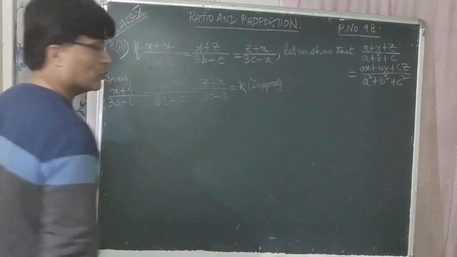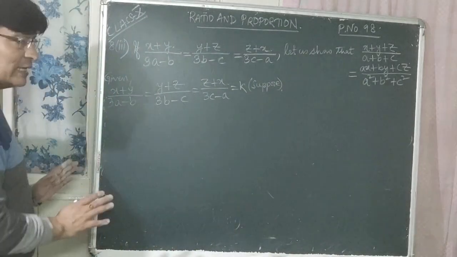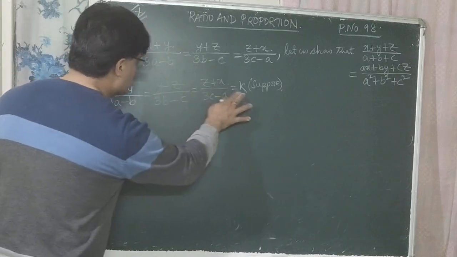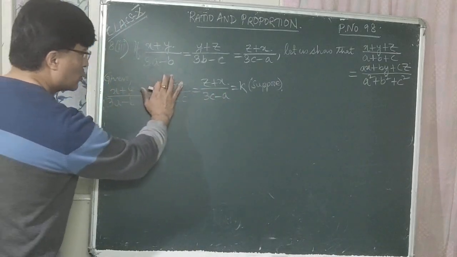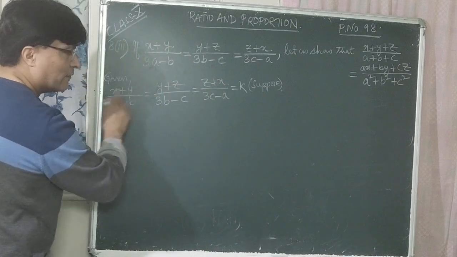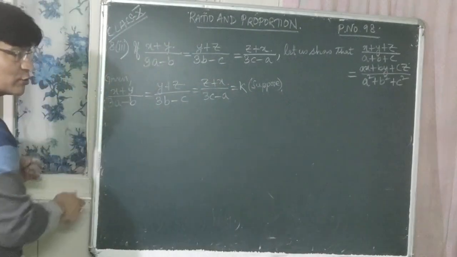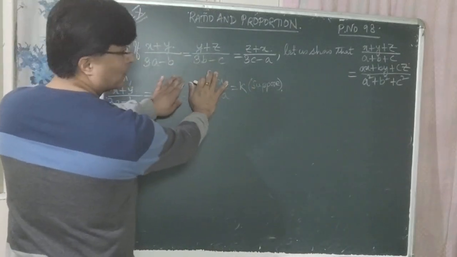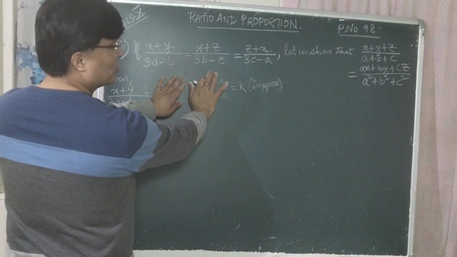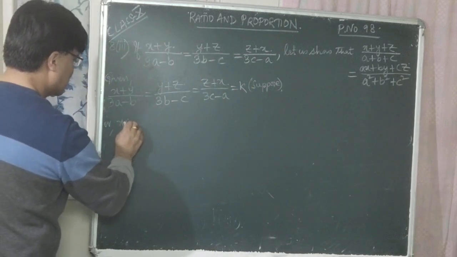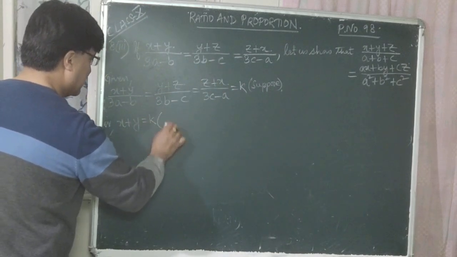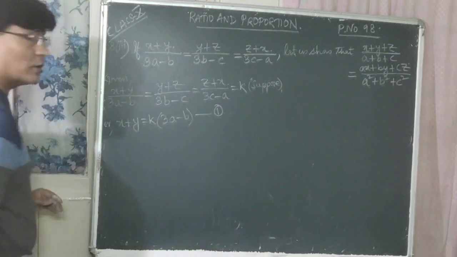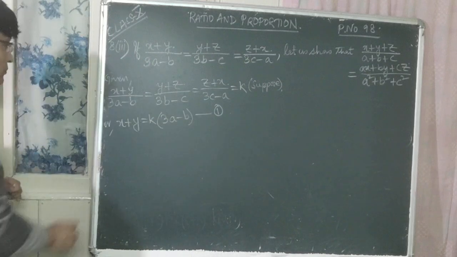Is equal to k, suppose. So in this case we can equate first and last to get the value for x plus y, isn't it? By cross multiplication, we can get the value for x plus y in terms of k. So x plus y is equal to k into 3a minus b. Let us mark it number 1.